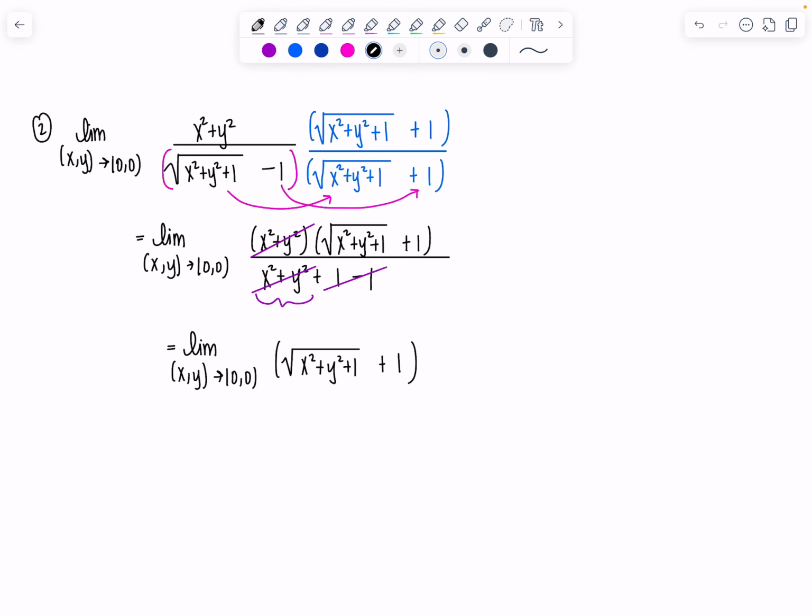Okay, now can I use direct substitution to evaluate the limit? Let's see. If I just substitute in 0 for x and y, do I get some number? Why, yes, I get 2, and we're done. So that's our limit. Not bad, right? Okay.